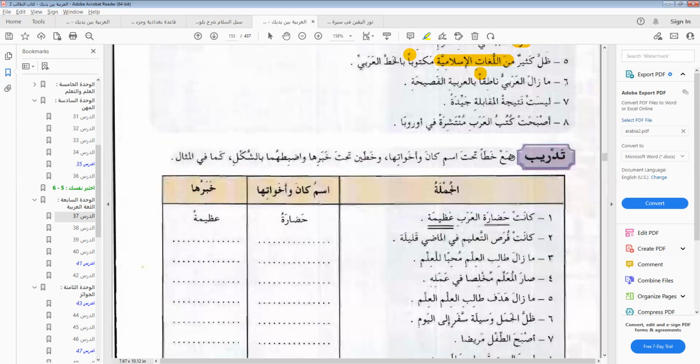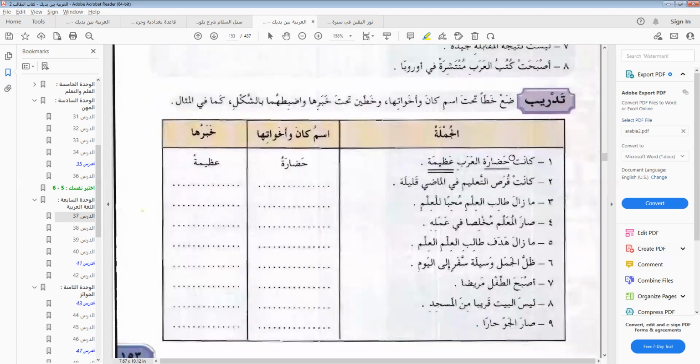Then the next one, الثالث. ما زال طالب العلم محبا للعلم. طالب اسم كان، محبا خبر كان. خبر كان is what? محبا. And اسم كان is what? طالب. Good. الرابع صار المعلم مخلصا في عمله. المعلم اسم كان، مخلصا خبر كان. المعلم اسم كان وأخواتها، مخلصا خبر. نعم جميل.